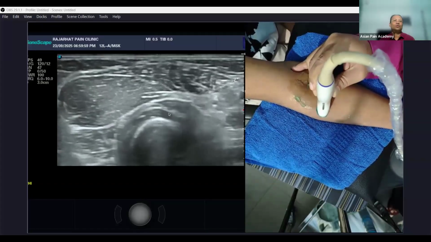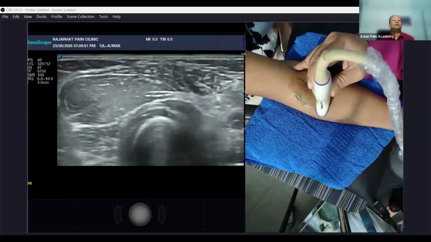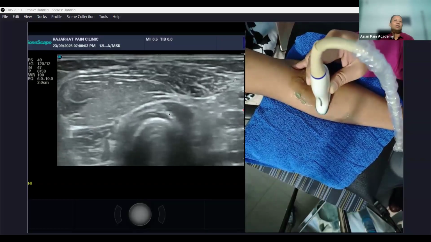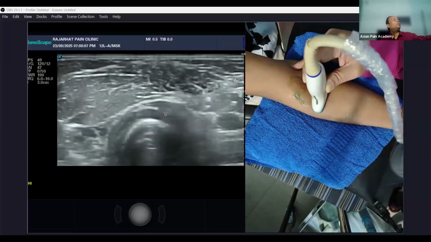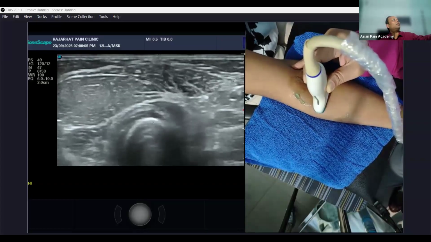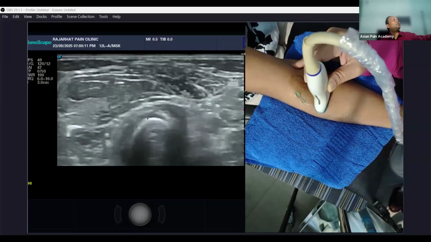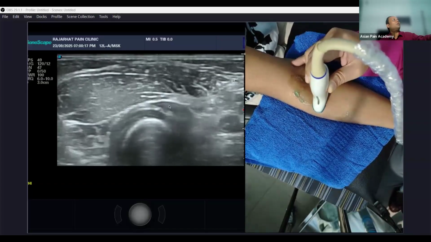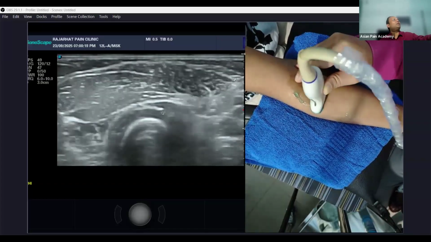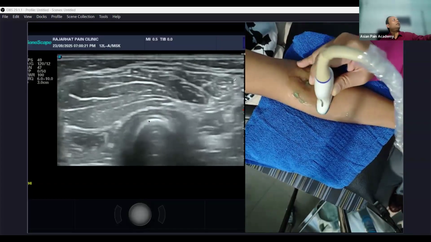Here with this probe, I cannot show better than that. Next day, when we use the high frequency probe, then we will show this part again. But you understand that as soon as you see the radial head, you see the supinator. Within the supinator, you see the deep branch, and above the supinator, we see the superficial branch. The superficial branch is very tiny, basically the deep branch.